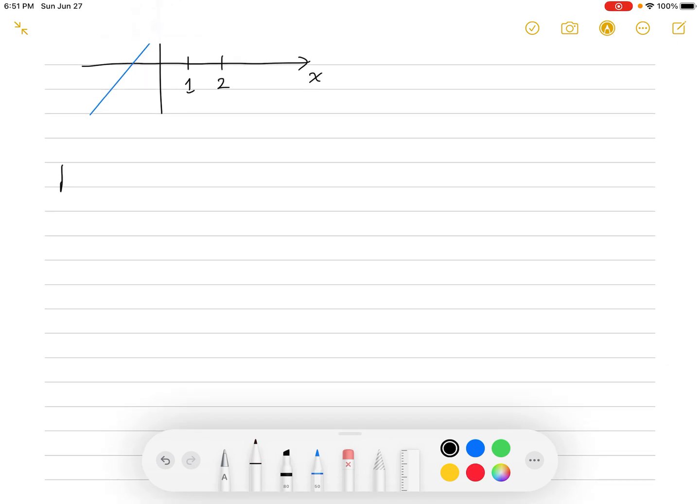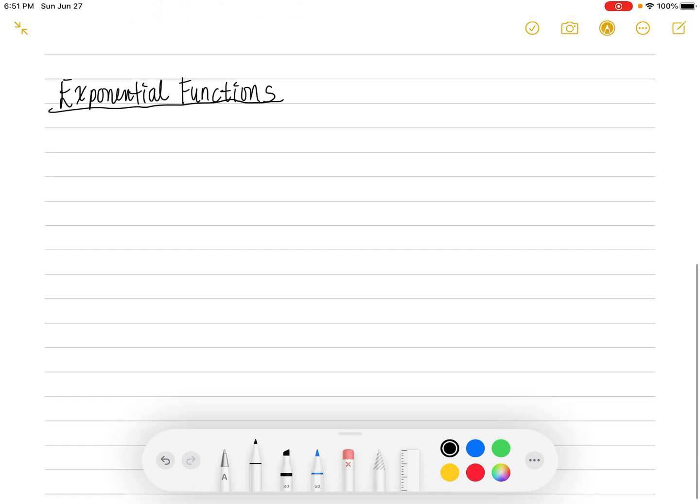Okay, so yeah, linear. Now, we want to contrast a linear function to this new type of function we're going to introduce called an exponential. We haven't talked about exponentials, not discussed those in this course. So we're going to look at exponential functions and contrast them to linear functions. We want to define exactly what an exponential function is.